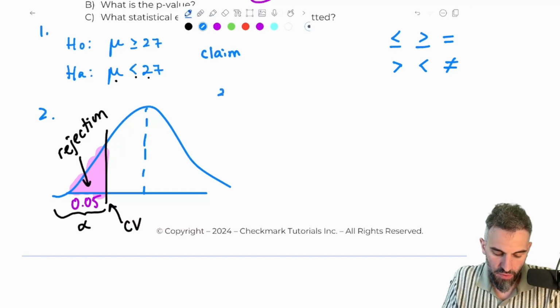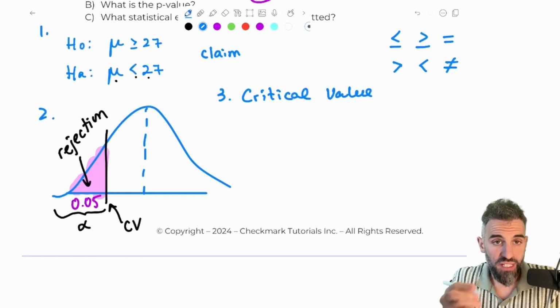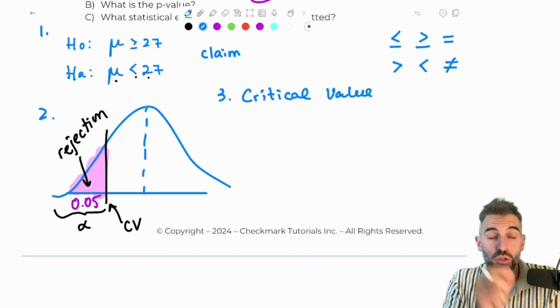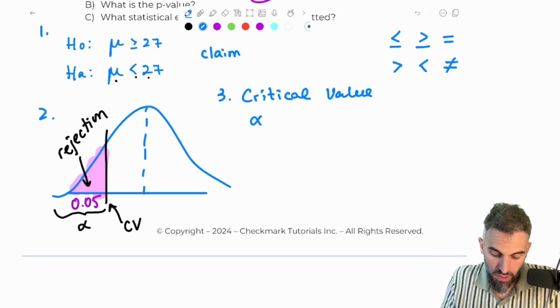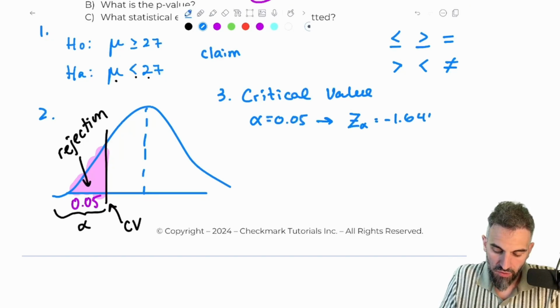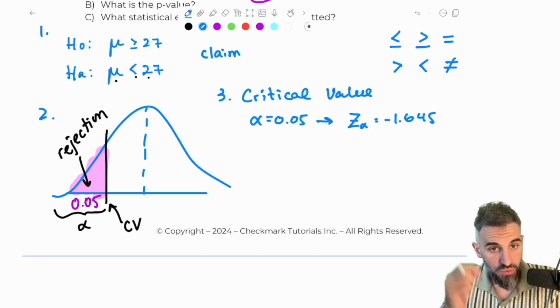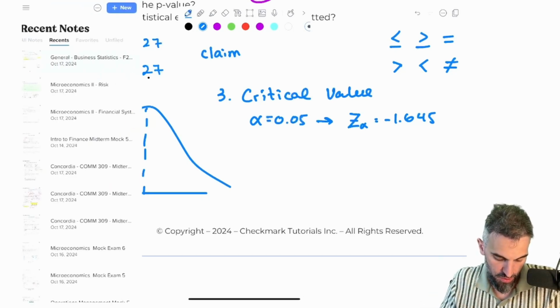Your third step is you need to find your critical value. Like, where is that line? And we learned how to do this when we were doing interval estimation. So it's the same idea. You're going to take that alpha, that tail of 0.05, and go look it up in your z-score table. So an alpha of 0.05, if you look it up in the table, the z-score that corresponds to that is negative 1.645. Okay, open up your z-tables, go to 0.05. Okay, I'll find mine.